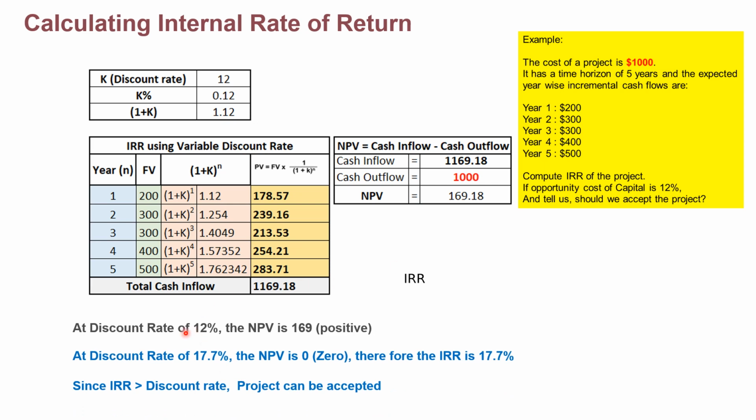At the rate of 12%, the NPV is 169, which is positive. If we increase the discount rate, the NPV value reduces and becomes 0. We have to get nearer to 0. I have already told you that. The discount rate at which the NPV becomes 0 is taken as the internal rate of return. So here 17.7% is the answer. Since the internal rate of return is greater than the discount rate, we can accept the project.